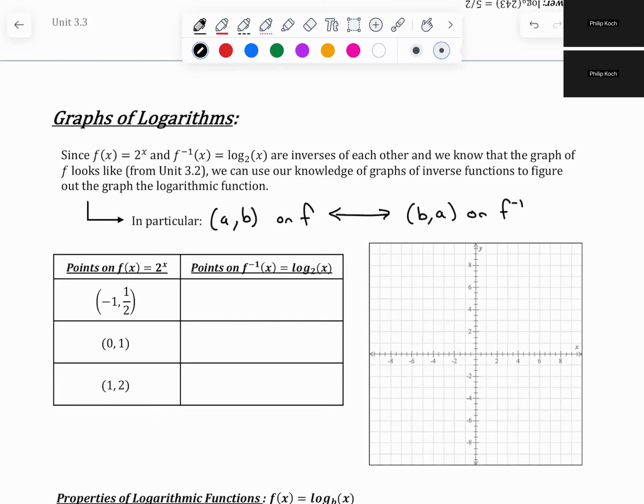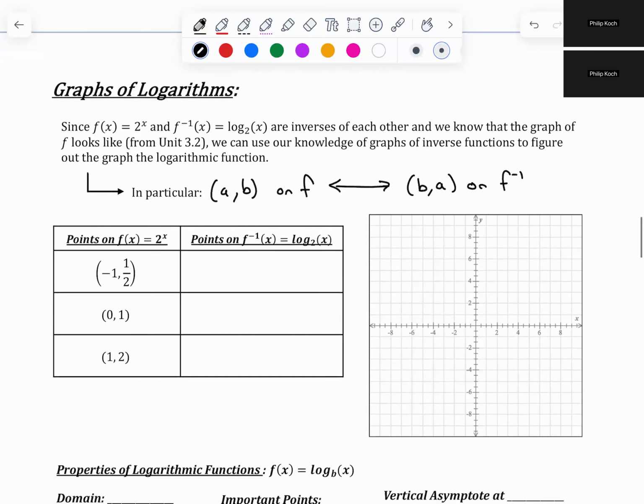So since the exponential function y equals 2 to the x has the points (-1, 1/2), (0, 1), and (1, 2), the logarithm has the points (1/2, -1), (1, 0), and (2, 1). So we'll go ahead and plot those points. I'm going to write this one in orange. I don't know why, but I'm going to do that. So (1/2, -1) is right there. (1, 0) is right there. And then (2, 1) is right there.